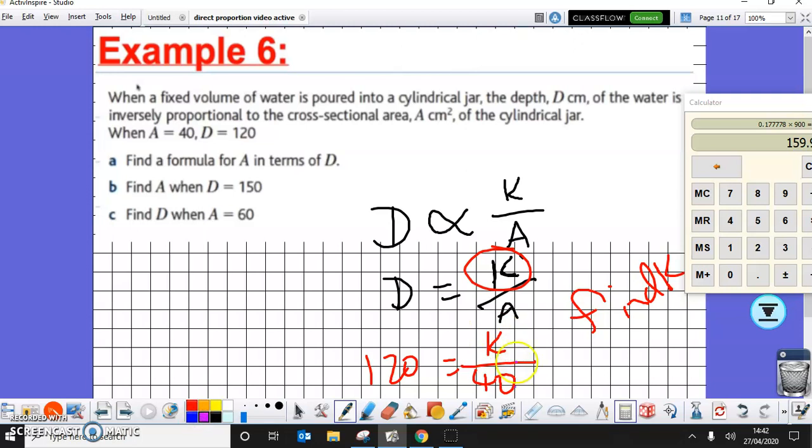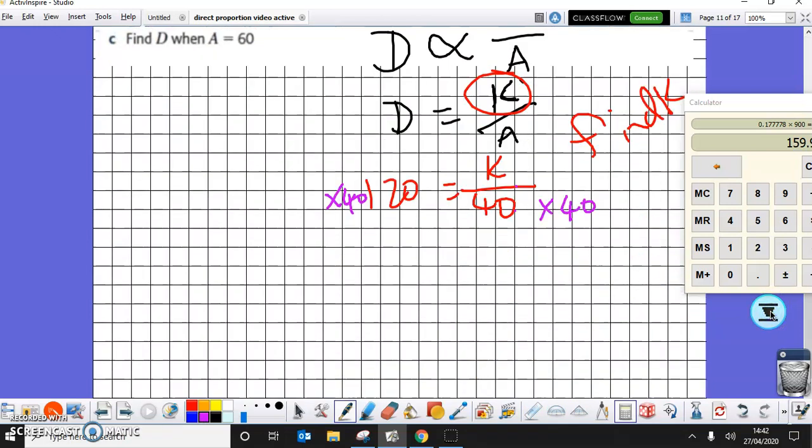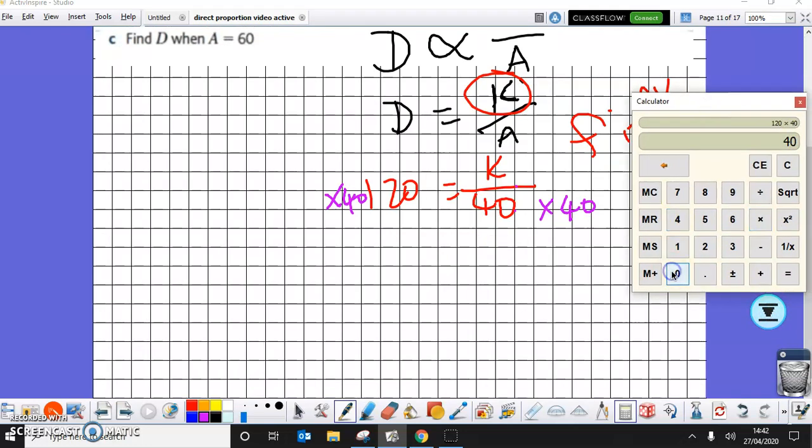Remember, this is divided by 40, so I want to times by 40 to get rid of it. Times by 40. So I've got 120 times 40 is going to give me 4,800. It's going to equal K. So I would then just sub that into my formula. So my answer to part A, D equals 4,800 divided by A. Question B.